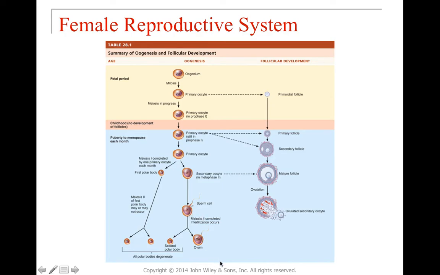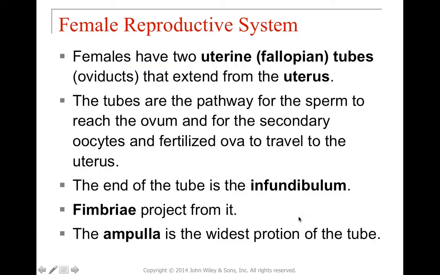And again, this is going to happen in the uterine tubes, and this here happens in the ovary, headed into the fallopian or uterine tubes. All right, so we have 2 of these fallopian or uterine tubes. They're also known as oviducts, that extend out from the uterus. And they are going to be the pathway for the egg to travel from the ovary into the uterus itself. They're also the pathway for the sperm to travel upwards to reach the ovum, and then for that fertilized ova to travel into the uterus itself.